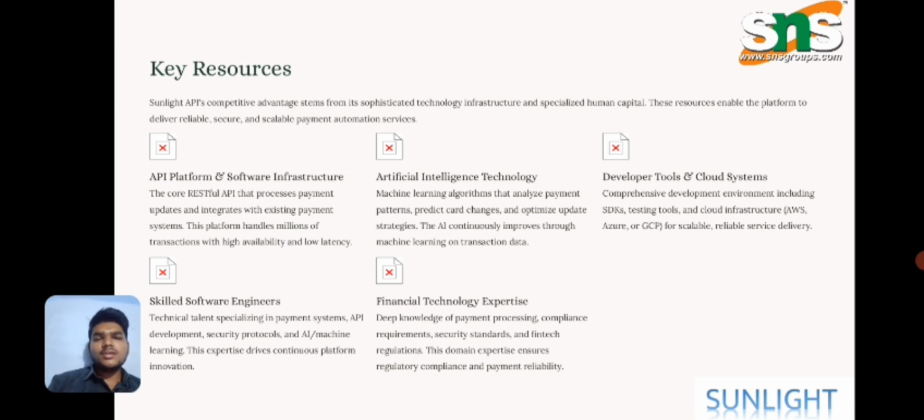Skilled software engineers: technical talent specialized in payment systems, API development, security protocols, and AI machine learning. This expertise drives continuous platform innovation.